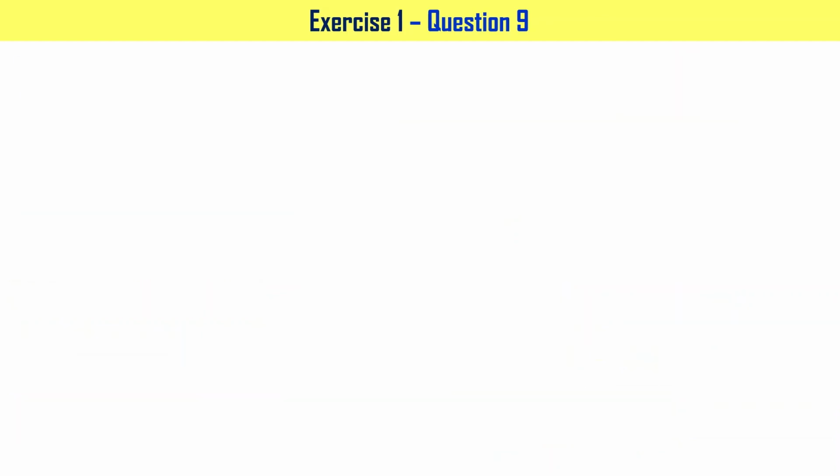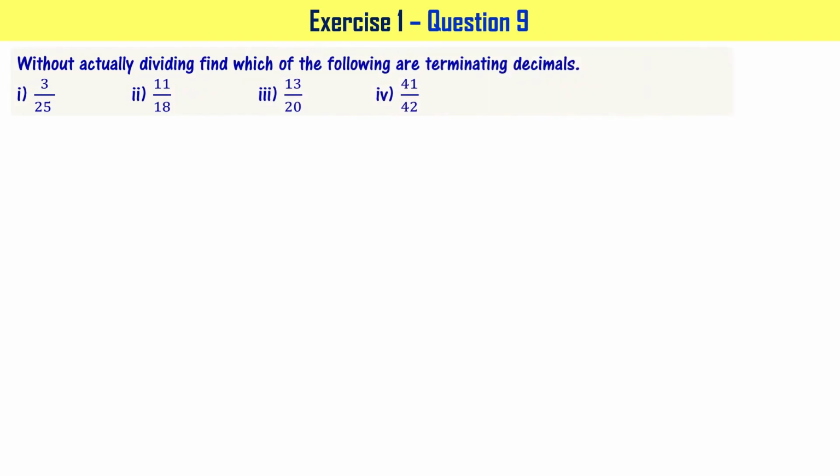Question number 9. Without actually dividing, find which of the following are terminating decimals. We said that there are terminating decimals and non-terminating recurring decimals, right? For the rational numbers. So here we are asked to find which of the following are terminating decimals, but without actually dividing these numbers, right?